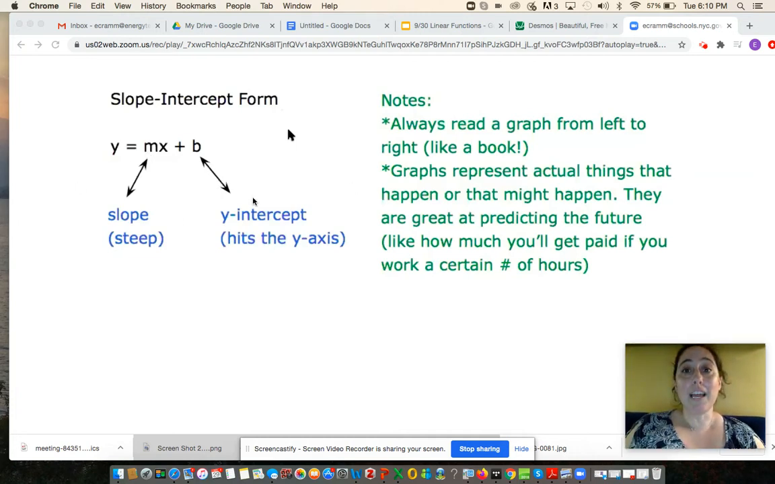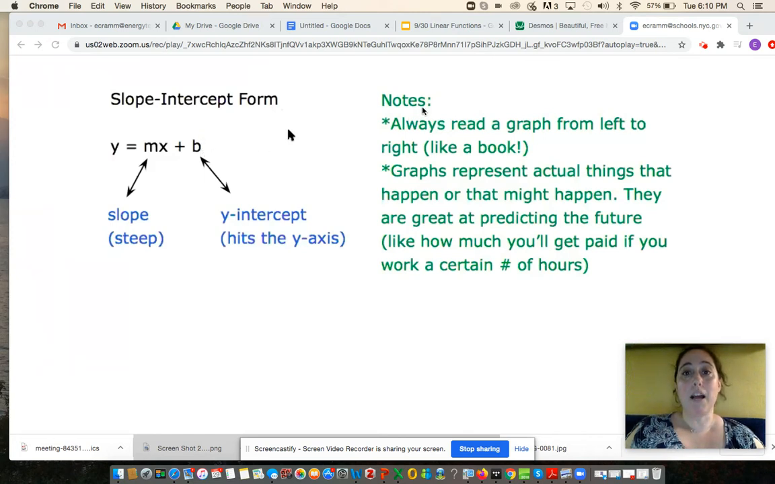With the y-intercept, that number, right, this b value, so if it's +2, it hits the y-axis at 2. If this is -5, it hits the y-axis at -5. All right, so we're going to play around with that a little bit in Desmos later.